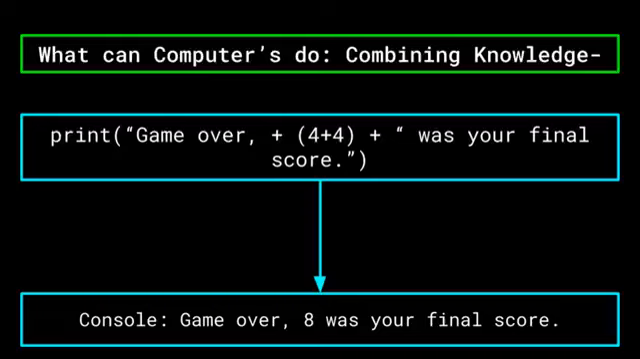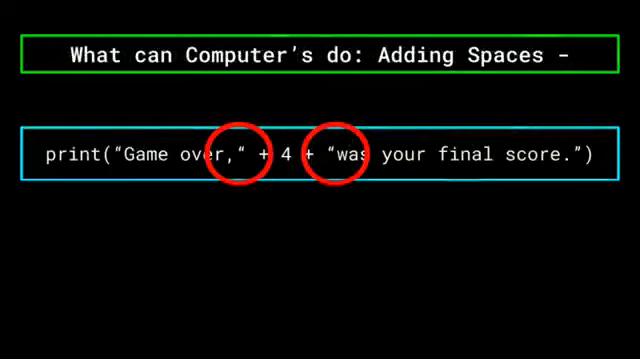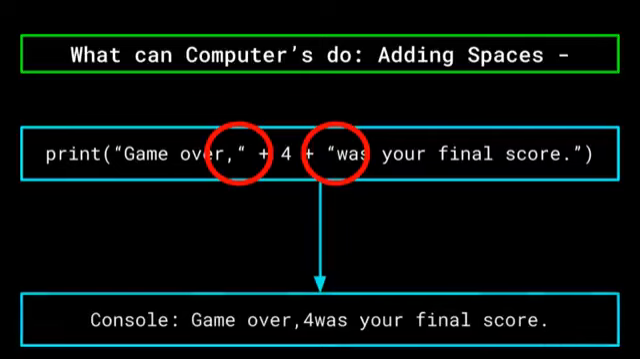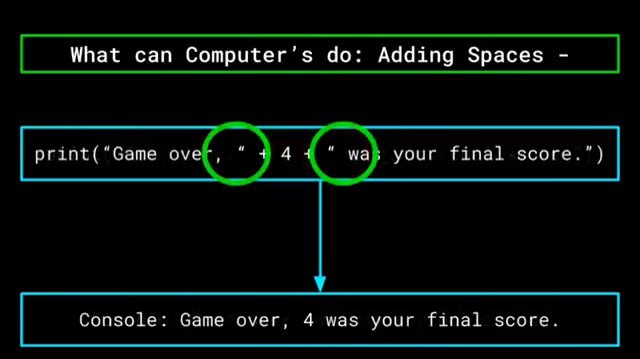Now, it's important to note that the computer will take whatever you put in the parentheses and print it out, character for character. So oftentimes, programmers will forget to add a space onto the end of their strings. This can result in a small mistake in which the string from the previous example would be printed out as if to say, game over 4 was your final score, which isn't that appealing when displayed on the screen to the user. So it's a good practice to always put a space after and before your strings to make sure this doesn't happen and your string doesn't end up like that.